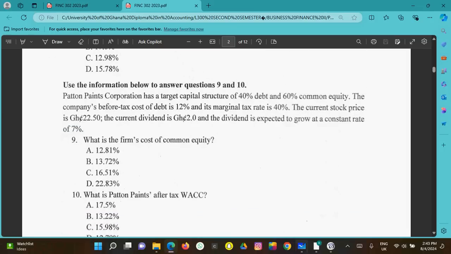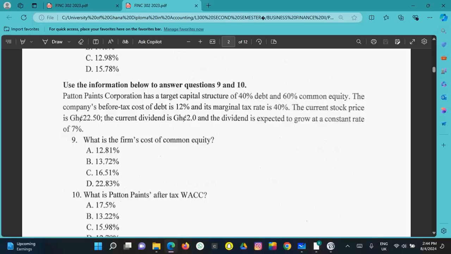They say we should use this information to answer questions 9 and 10. Pattern Paints Corporation has a target capital structure of 40% debt and 60% common equity. The company's before tax cost of debt is 12%, and its marginal tax rate is 40%. The current stock price is 22.50 cedis. The current dividend is 2 cedis, and the dividend is expected to grow at a constant rate of 7%. What is the firm's cost of equity?